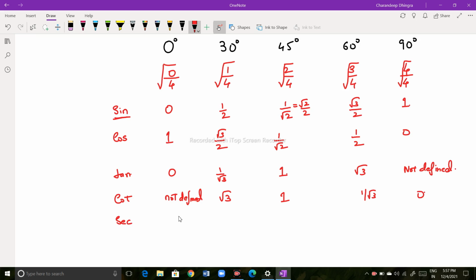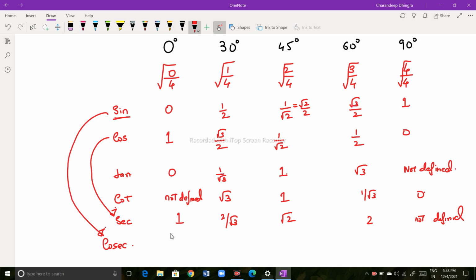Then you have secant. Sec is the reciprocal of cos, so you have 1, then you have 2 by root 3. So we are just taking the reciprocal of cos. Then you have root 2, 2 and not defined. And the last one is cosecant. So cosecant is the reciprocal of sine. So just take the reciprocal of sine. So that is not defined. Then you have 2, root 2, 2 by root 3 and 1.